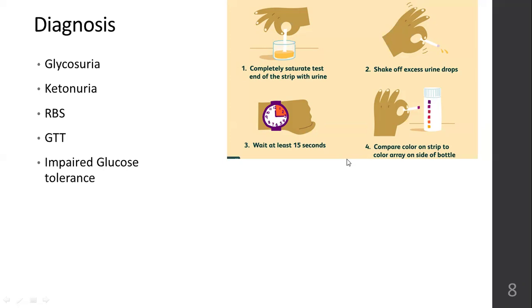Then you have the GTT, that is glucose tolerance test. This is a confirmatory test, but it takes time. Here you start with a fasting blood sugar, and then at least 75 grams of glucose mixed in lemon water is given, and your blood glucose level will be checked every 30 minutes and plotted on the graph.